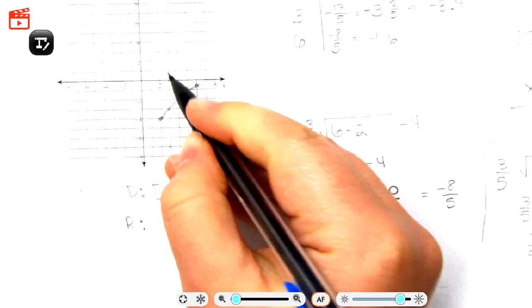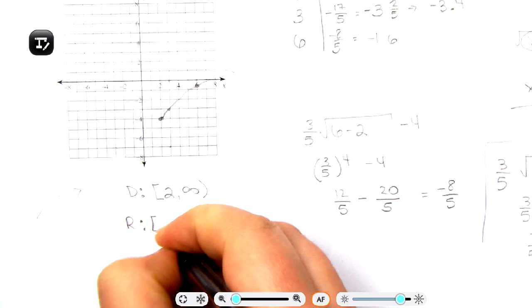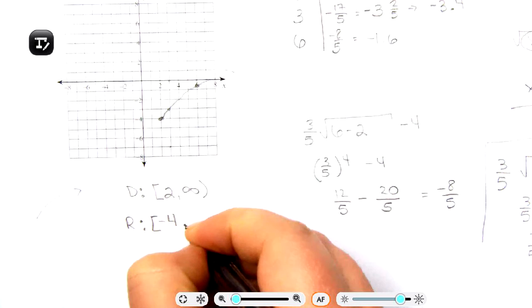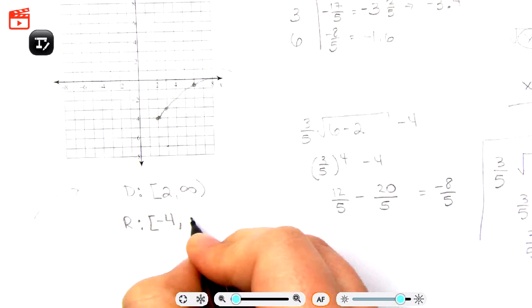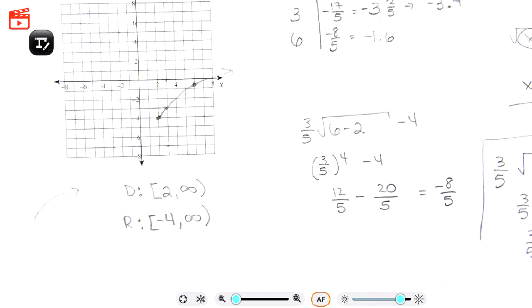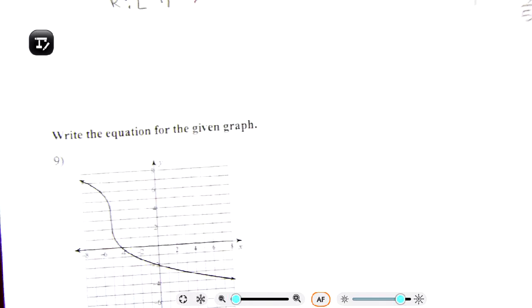Range is what's the smallest that it can be. Well, it can be negative 4, and then it's going all the way up to infinity as well. So we have your domain and range. Woo, we got through it. We got through it together. Okay, move on to number 9.